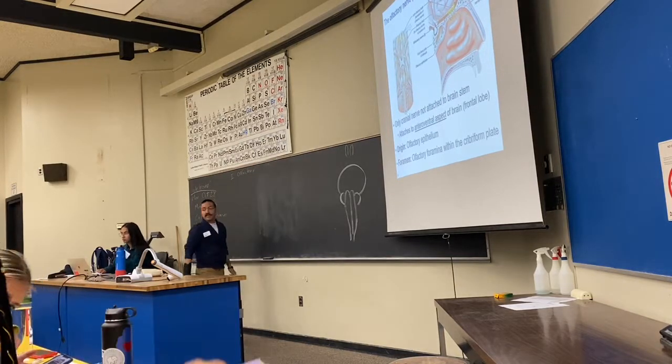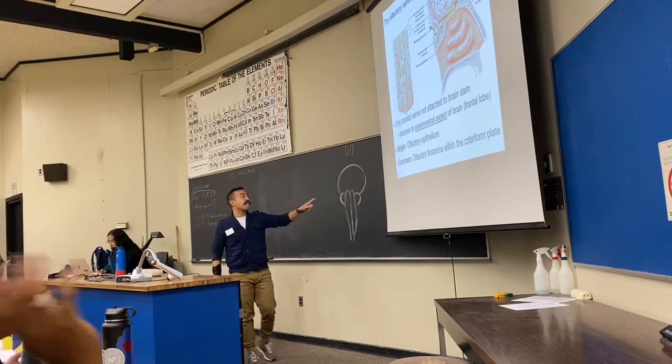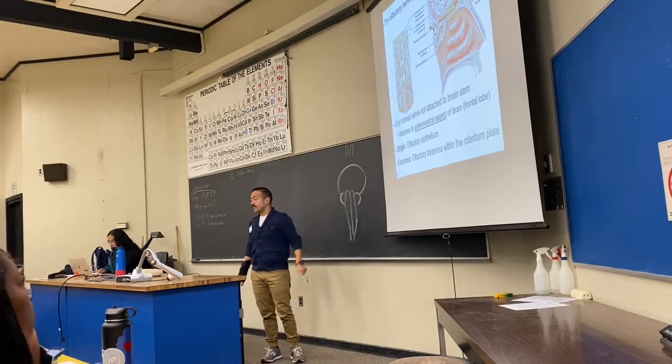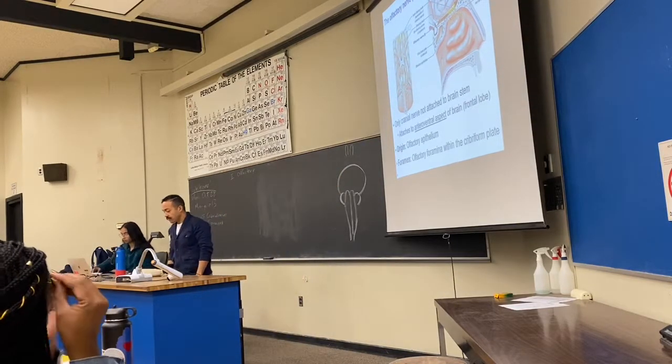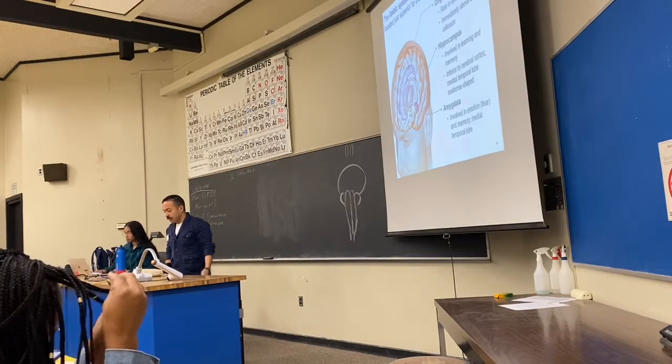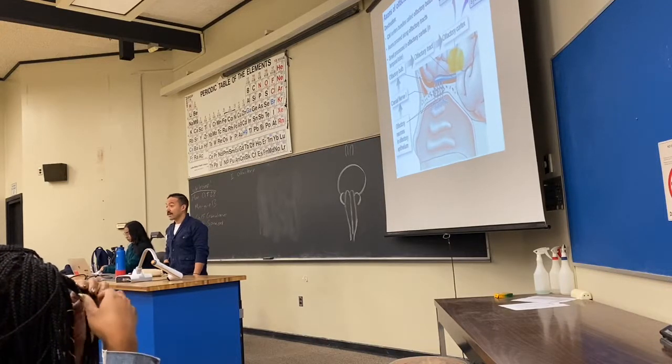It's the only one that doesn't come off of the brain stem. Olfactory nerves. Then it goes through the olfactory foramen of the ethmoid.